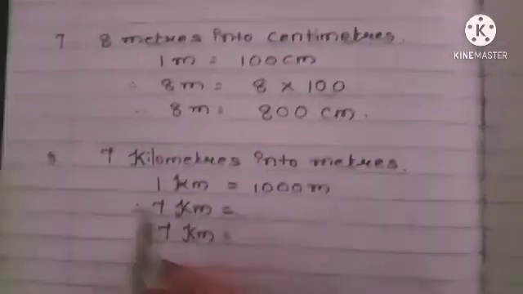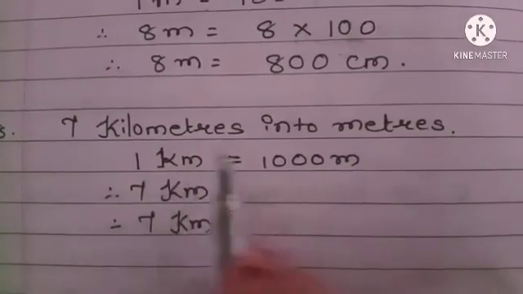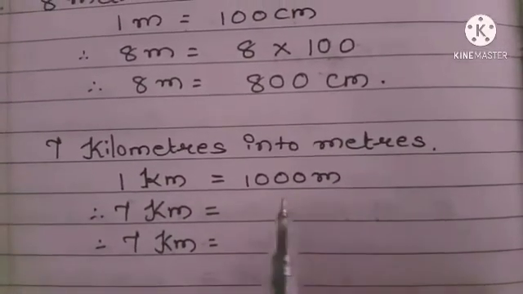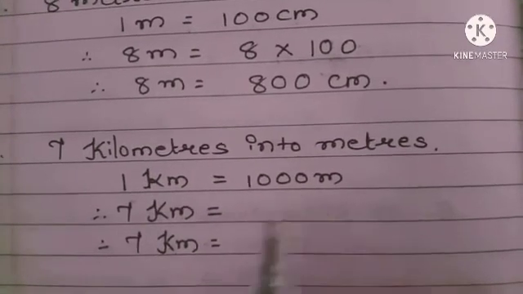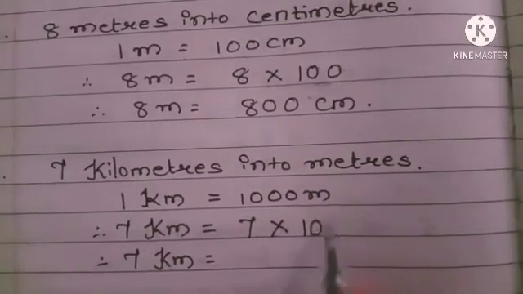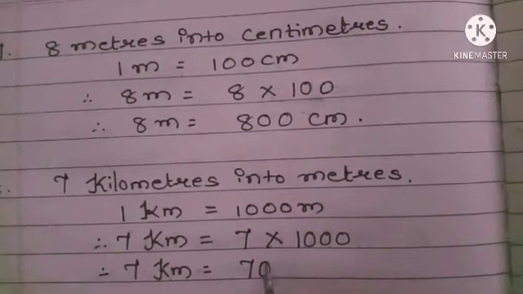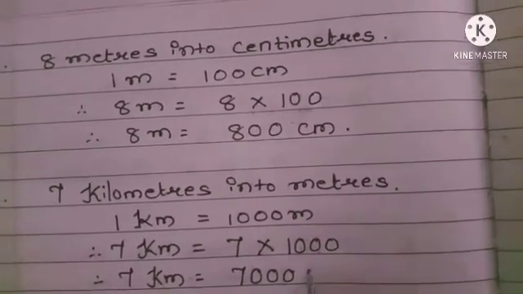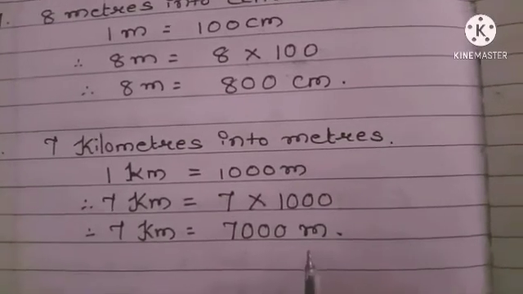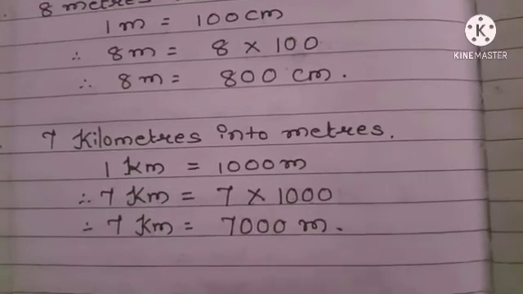Now 8th question is 7 kilometers into meters. We have to convert this 7 kilometers into meters. So 1 kilometer is equal to 1000 meters. So 7 kilometers is equal to 7 multiplied by 1000. It means 7 multiplied by 1000 is 7000 meters. So 7 kilometers is equal to 7000 meters. So in this way you have to write these examples in your notebook.